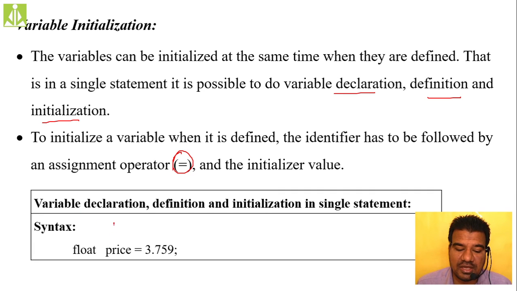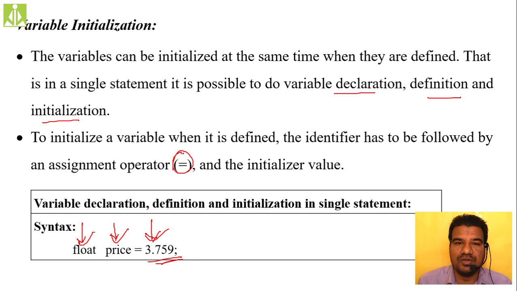So declaration, giving the name, here I have done. Definition, specifying the type, here I have done. Then giving the value, initialization, here I have done. Three things we are doing inside a single statement. Now this price variable is of type float and it is holding the value 3.759. To initialize the values we are simply using the assignment operator, the equals to sign.